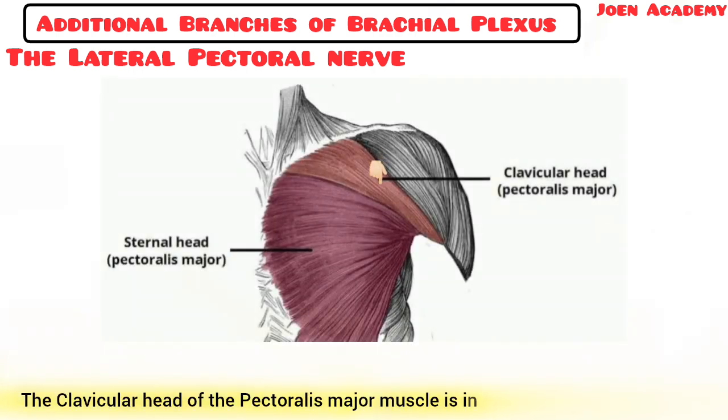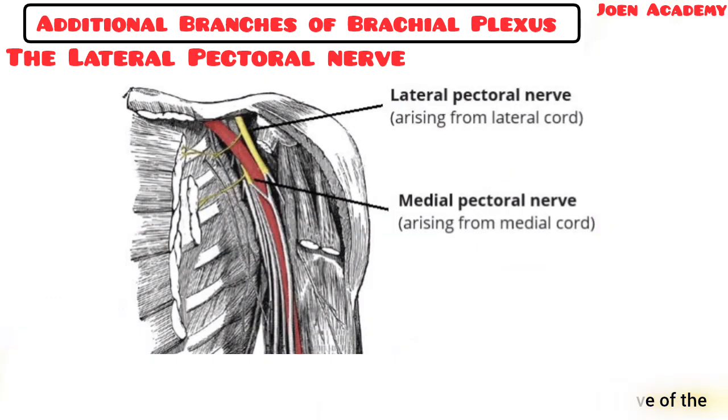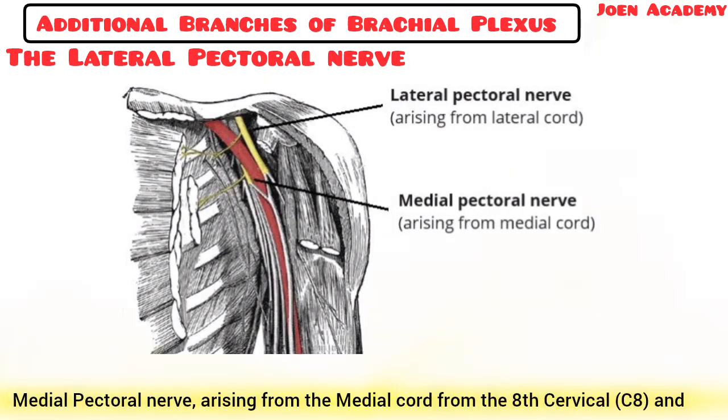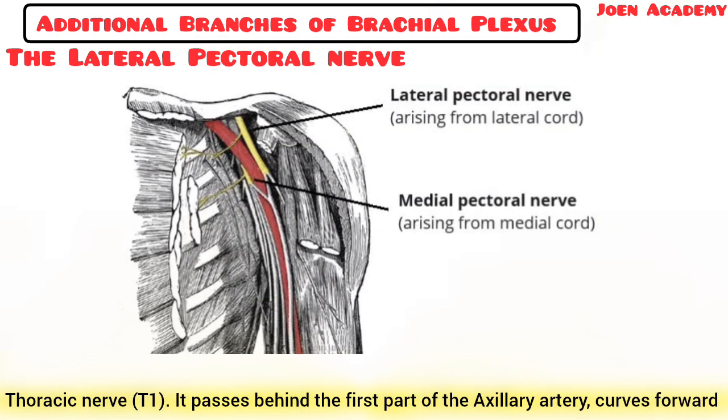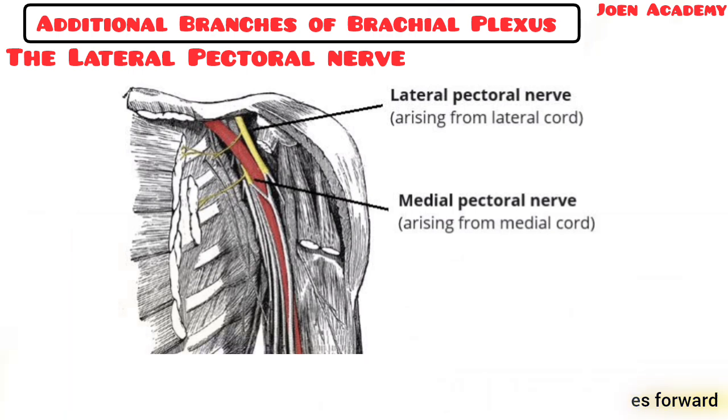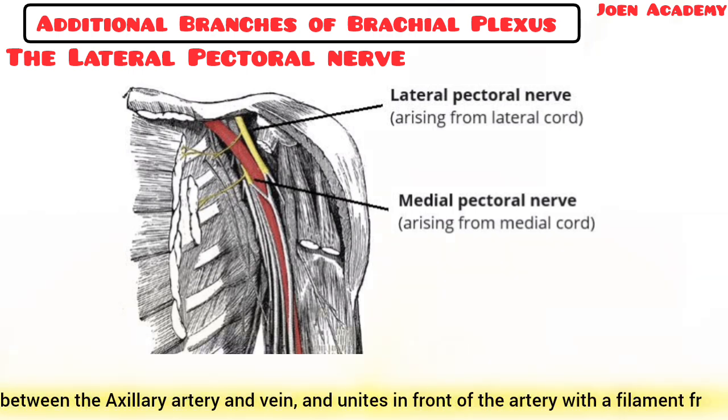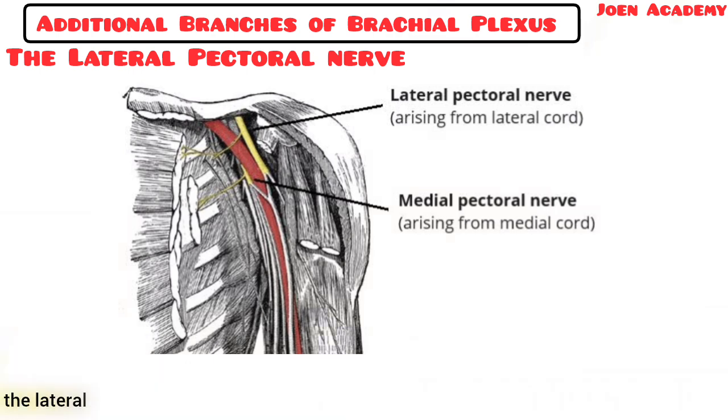The clavicular head of the pectoralis major muscle is innervated by the medial pectoral nerve, arising from the medial cord from the 8th cervical and 1st thoracic nerve. It passes behind the first part of the axillary artery, curves forward between the axillary artery and vein, and unites in front of the artery with a filament from the lateral nerve.